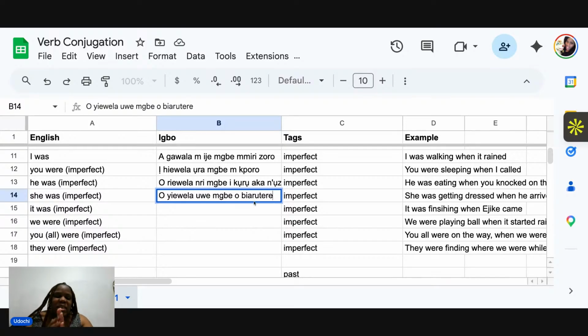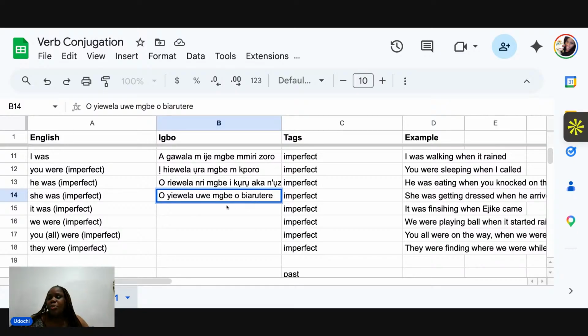You see, some of these things you have to know how to conjugate, which is why I'm doing this exercise. Because in order for you to speak Igbo like an Igbo native, you really need to know how to conjugate these verbs. So, yewela, I think this is correct. I'm going to ask my Igbo teacher whether I'm correct in this translation. Oyewela uwe mwe obiarutere.